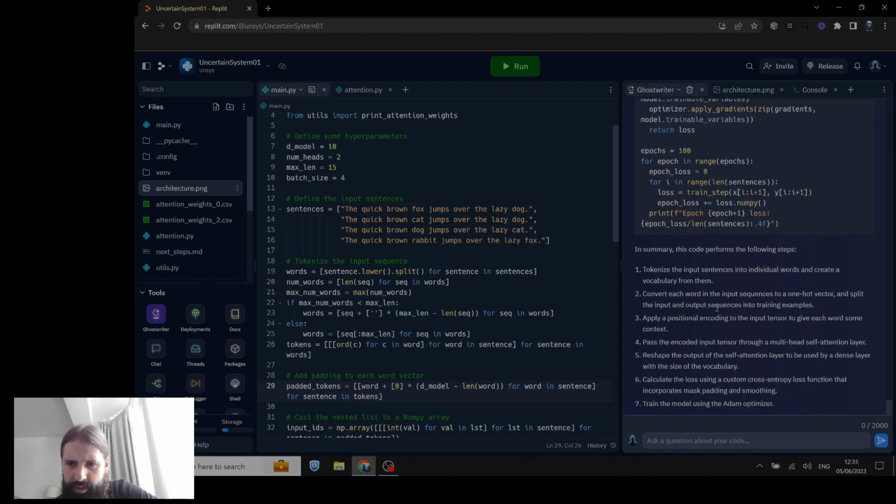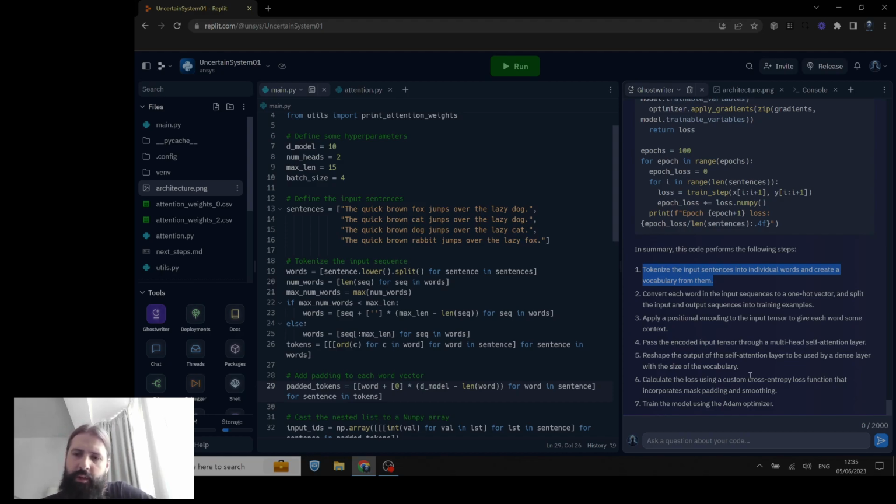So, okay, this is the tokenize inputs into individual words and create a vocabulary from them. Okay, so this is what I was missing here, exactly. Convert each word in the input sequence to a one-hot vector and split the input and output sequences into training examples. Apply a positional encoding to the input tensor to give each word some context. Exactly. That's done. Pass the encoded input tensor through a multi-head self-attention layer.